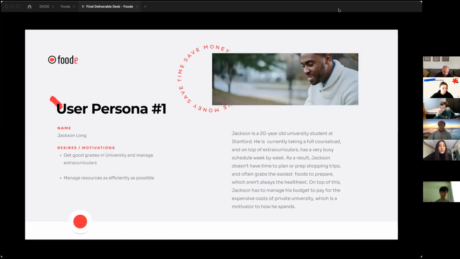Yeah, so for our first persona, we have a student. His name is Jackson Long, and Jackson's a 20-year-old university student at Stanford. He's currently taking a full course load on top of extracurriculars, so he has a very busy schedule week by week. As a result, he doesn't have a ton of time to meal prep or plan what groceries he wants to buy or just think about what he wants to eat. On top of this, he has to manage his budget to pay for expensive costs while going to an expensive university. So for desires and motivations, he hopes to get good grades at this university, manage his extracurriculars, and also use his resources as effectively as possible.